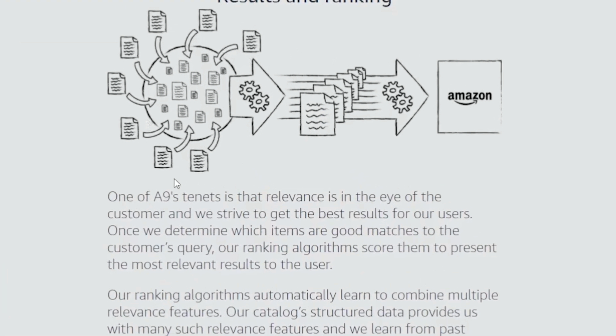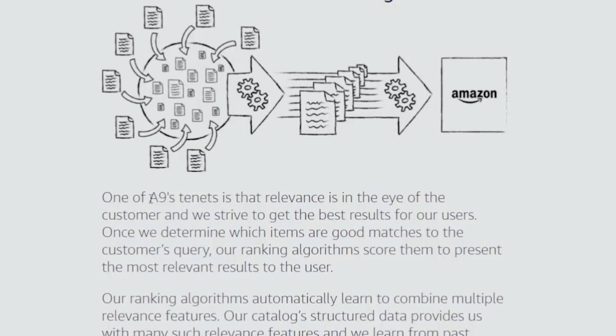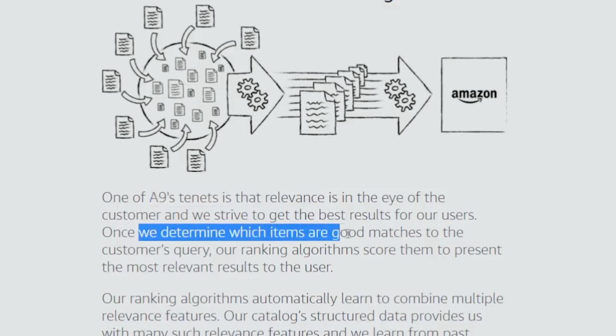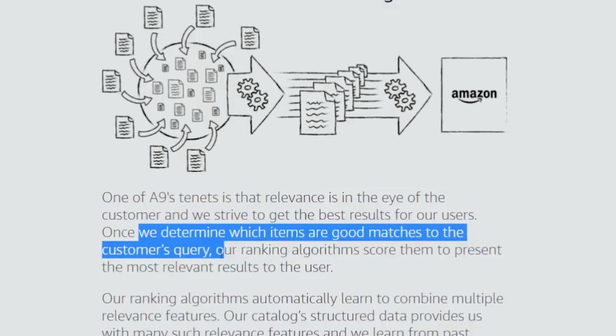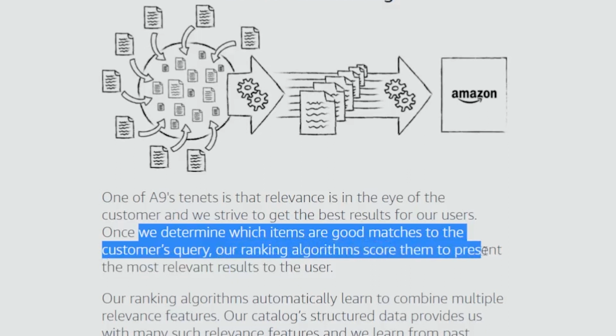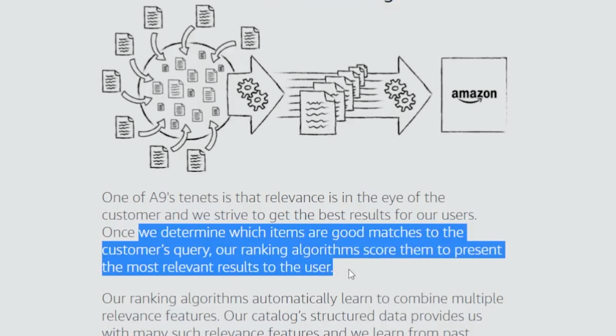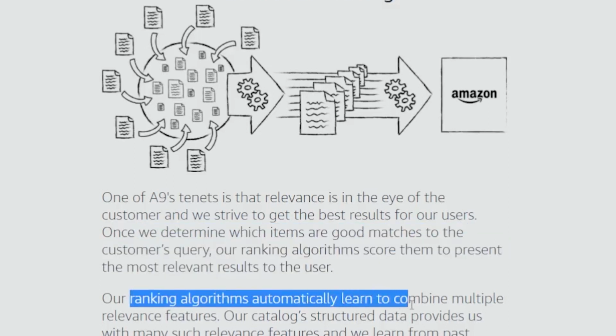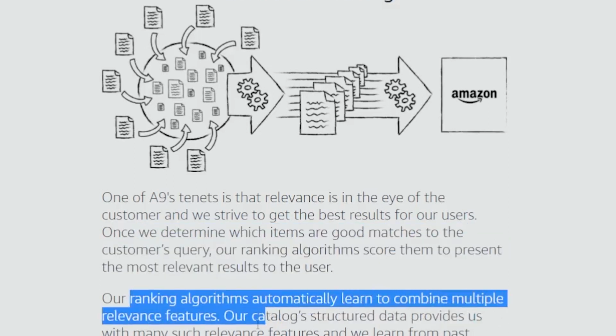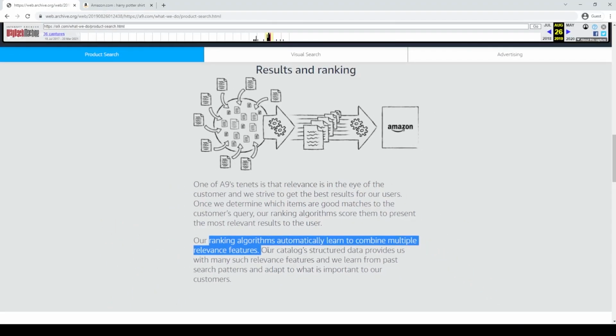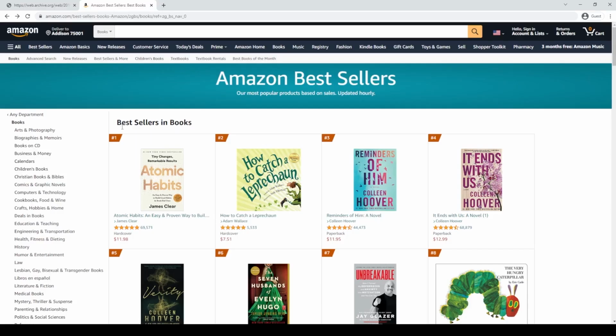Like all the search engines, one of Amazon A9's key tenets is relevancy. They say that once they determine which items are good matches to the customer's query, their ranking algorithms score them to present the most relevant results to the user. And their ranking algorithms automatically learn to combine multiple relevance features. So what is the relevance for Amazon's search algorithm? How do they score the products?